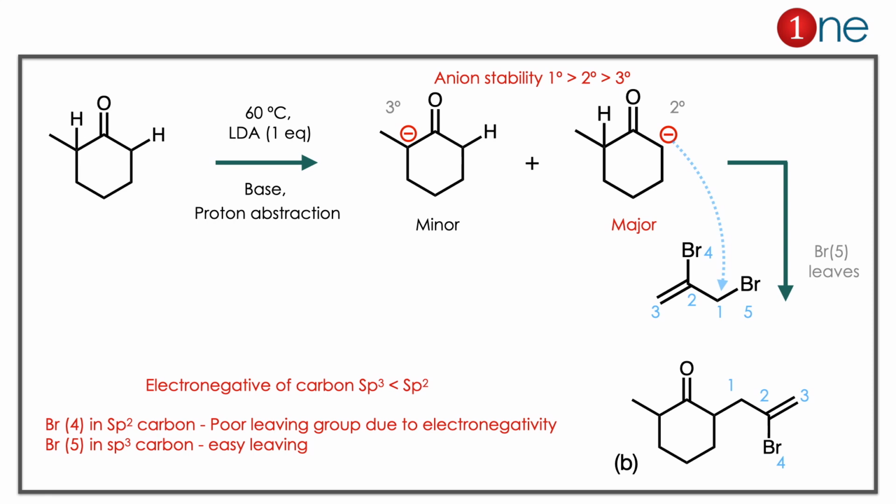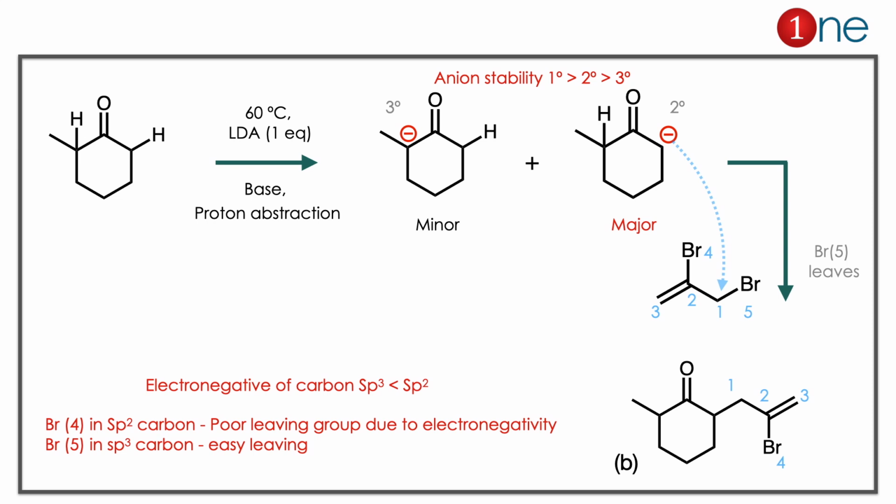The starting material is a ketone and you have 2 alpha hydrogens. There are 2 possibilities of proton abstraction, but always the stable product is formed. The 2 possibilities are discussed here: one is a tertiary anion and the other is a secondary anion. Among the anions, primary is more stable, then secondary, then tertiary. So the secondary anion is more stable, and it is the major product.